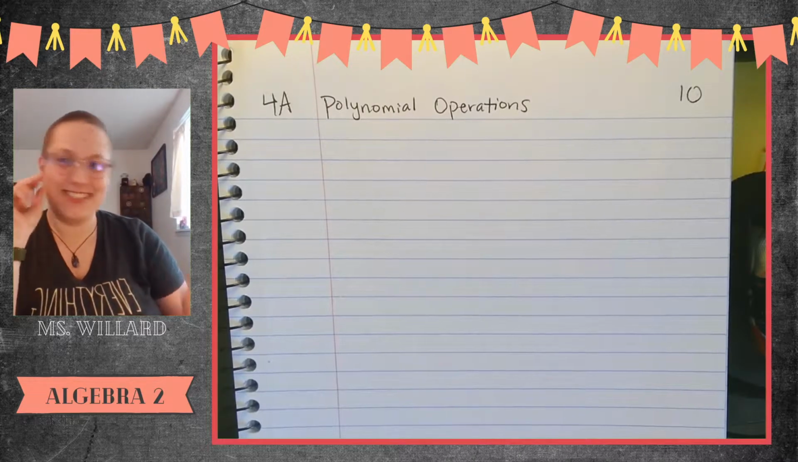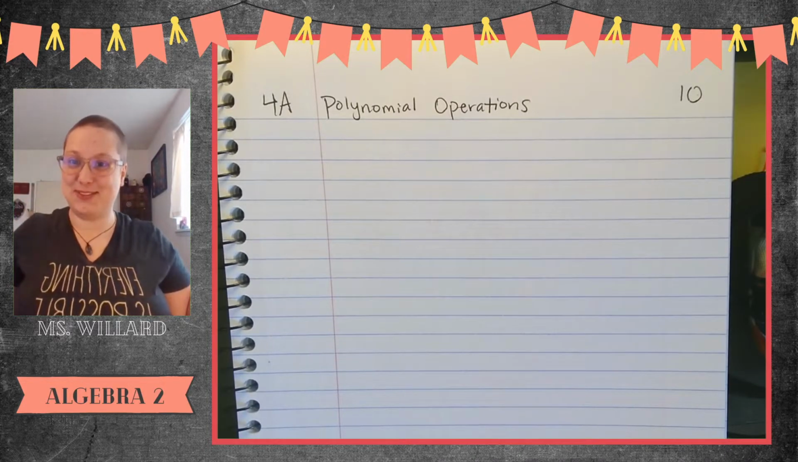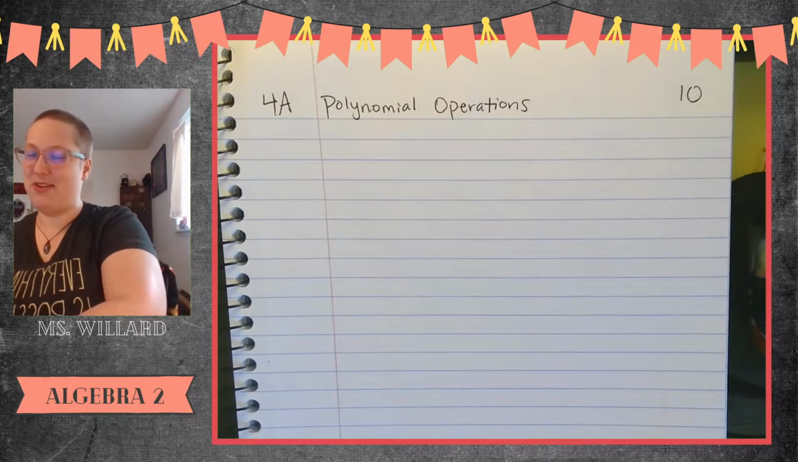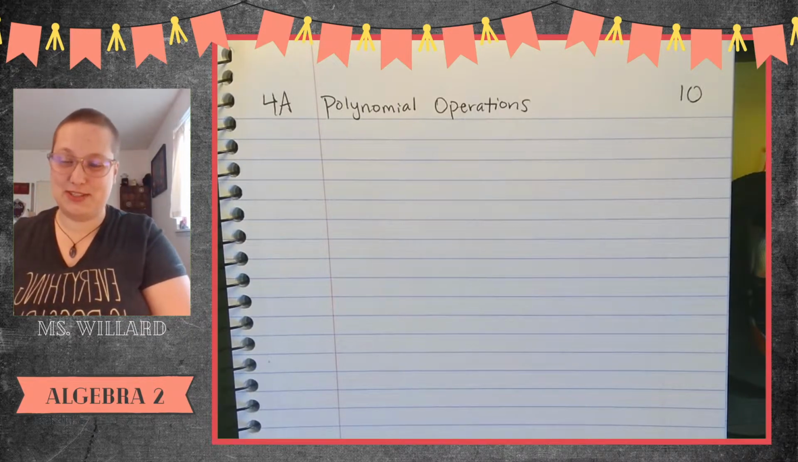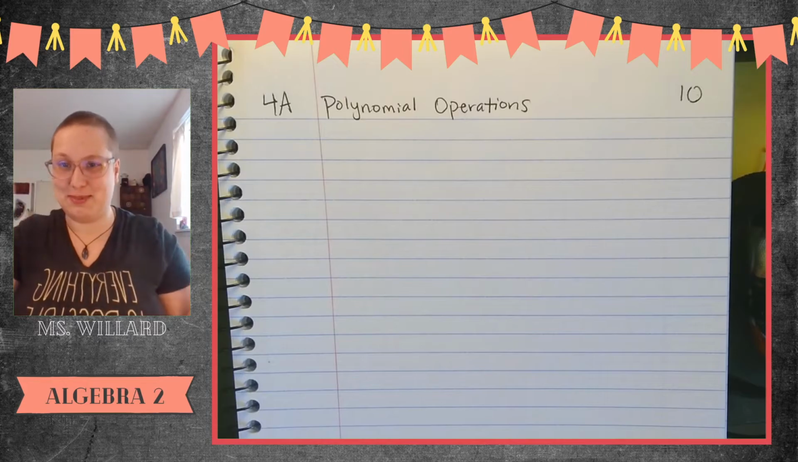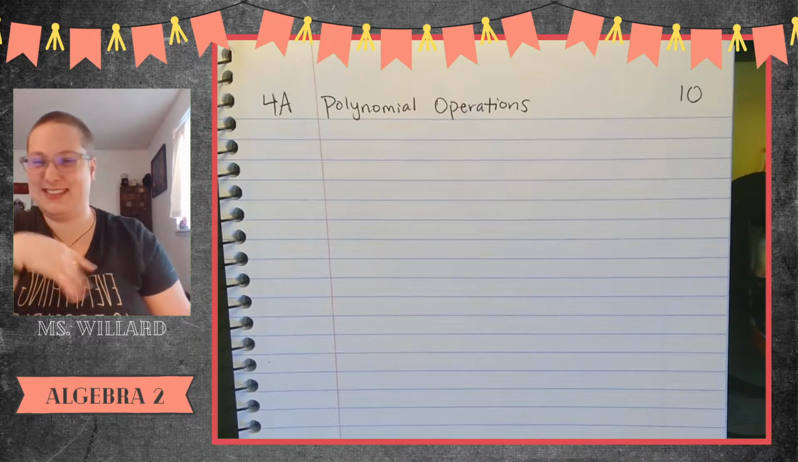What up? You ready for this? We're doing chapter 4. You made it. We're doing polynomial operations, which is technically 4.2. We're going to skip 4.1 now and put it at the end, but it'll be fine. You'll get it. It's just transformations again.